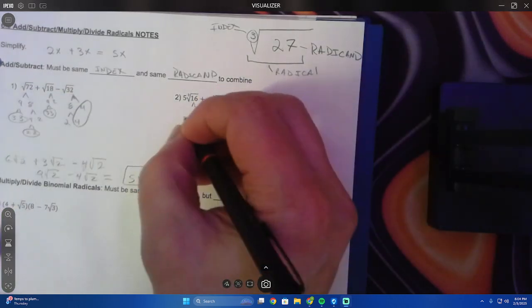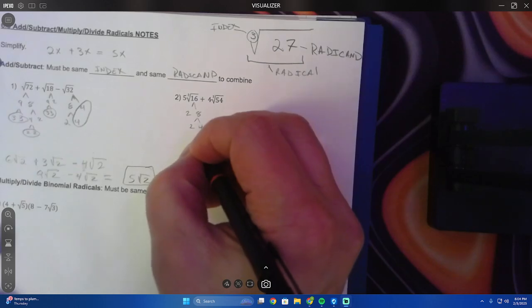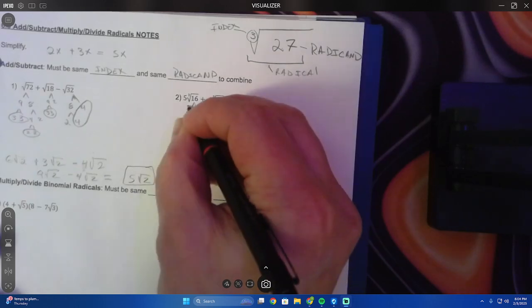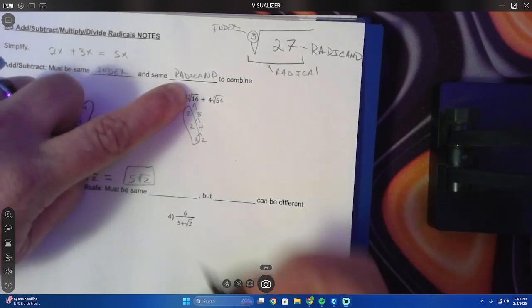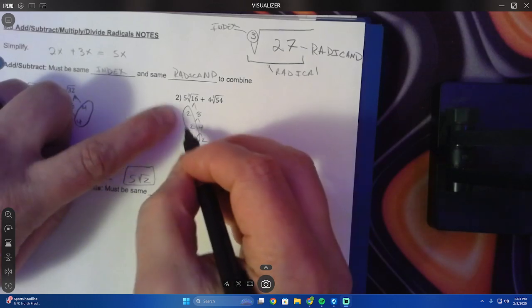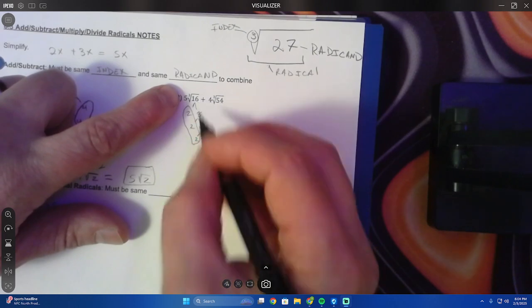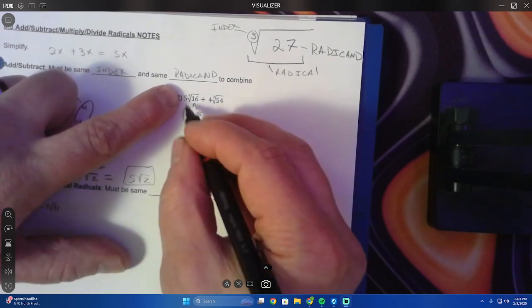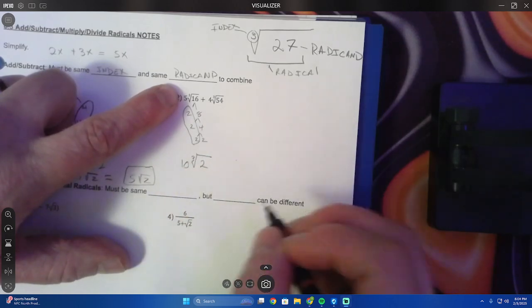So 16 is 2 and 8. 8 is 2 and 4. 4 is 2 and 2. Here I have one group of 3. Remember, with that index, I'm looking for a different group. So here I have one group of 3, so I can bring out one of those and multiply it with the number out in front. So 5 cube root 16 turns into 5 times 2, 10 cube root of 2.